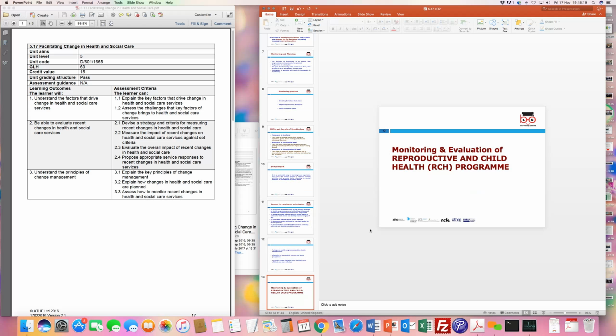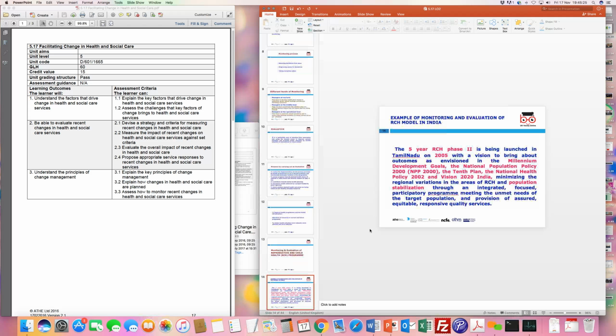Now let's look at an example of how M&E, or monitoring and evaluation, has been carried out in the RCH program, which is the Reproductive and Child Healthcare Program. This is an example I've taken from an emerging economy like India, where they put in place the process of M&E and a monitoring and evaluation framework to measure the overall impact of the changes the program is bringing to this sector.